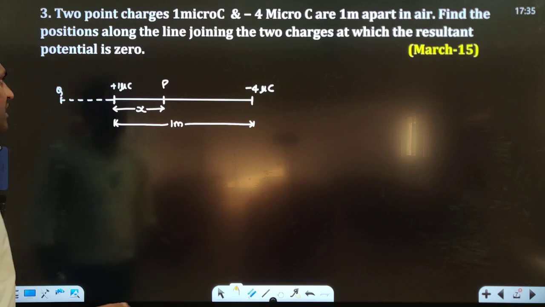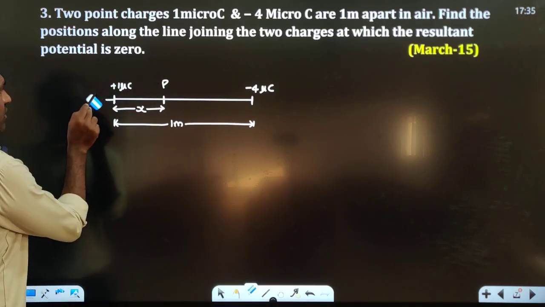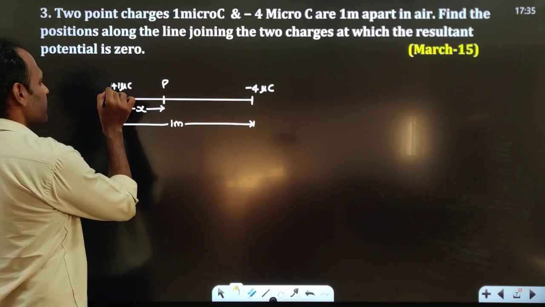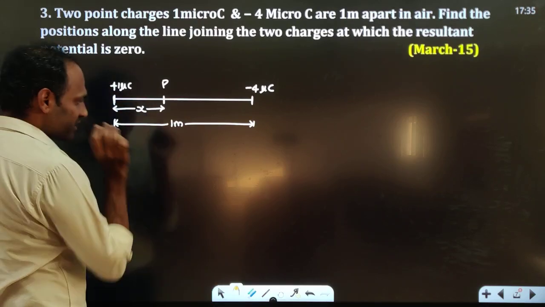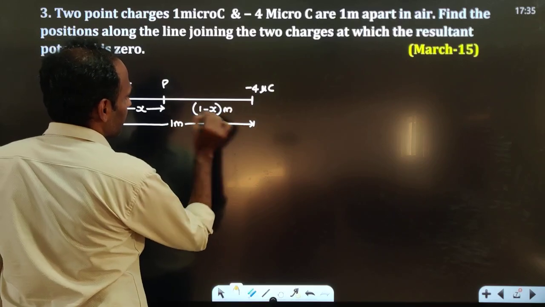Okay. So first let us find point P, right? First let us find the point which is in between the charges. In between the charges, x we have to find. If this is x, how much will be this? This will be 1 minus x meter, correct?